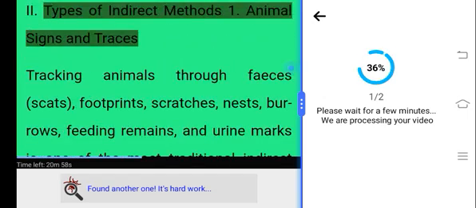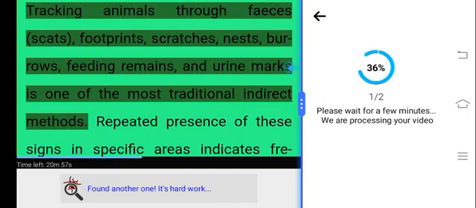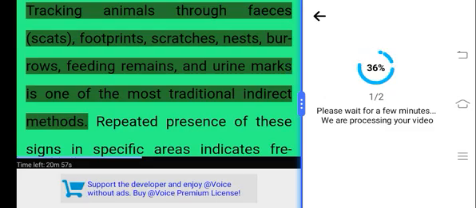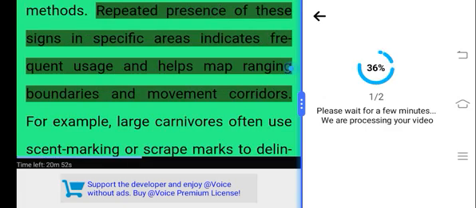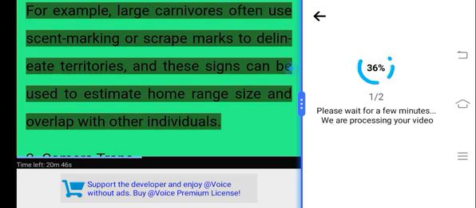2. Types of indirect methods. 1. Animal signs and traces. Tracking animals through feces, scats, footprints, scratches, nests, burrows, feeding remains, and urine marks is one of the most traditional indirect methods. Repeated presence of these signs in specific areas indicates frequent usage and helps map ranging boundaries and movement corridors. For example, large carnivores often use scent marking or scrape marks to delineate territories, and these signs can be used to estimate home range size and overlap with other individuals.